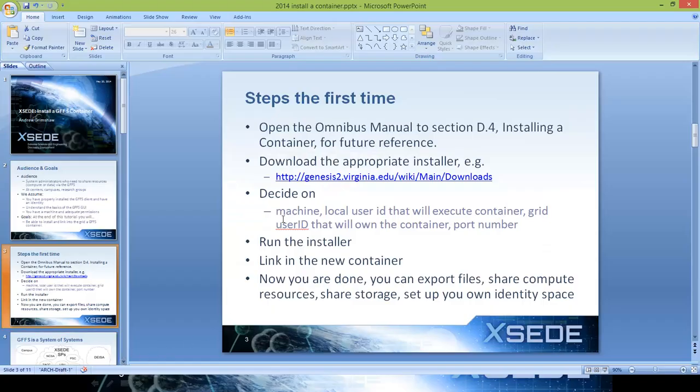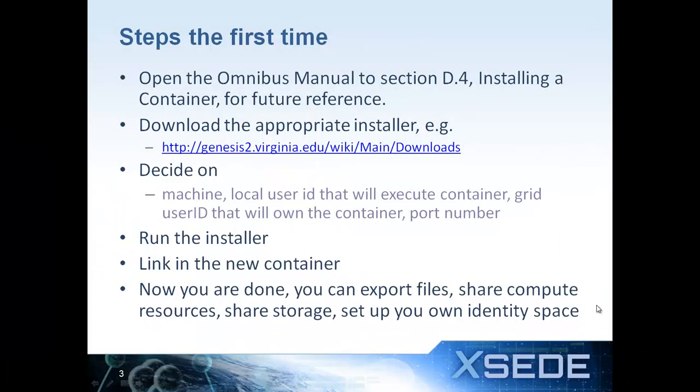And then you need to decide on this machine that I was talking about earlier. You need to know what local user ID you're going to run it as. You need to be able to log in as that local user ID. You need to know what grid user ID is going to own the container and what port number you want to run it on. The next step will be to actually run the installer and link in the new container that you create, and at that point you'll be done.